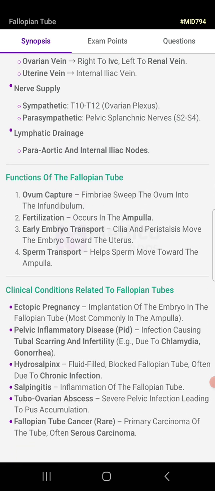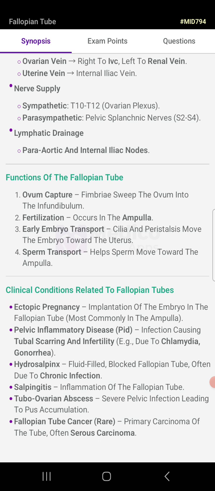Functions of the fallopian tube: ovum capture, fimbriae sweep the ovum into the infundibulum. Fertilization occurs in the ampulla. Early embryo transport: cilia and peristalsis move the embryo towards the uterus. Sperm transport helps the sperm move towards the ampulla.